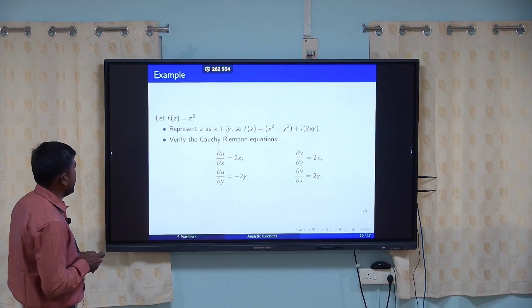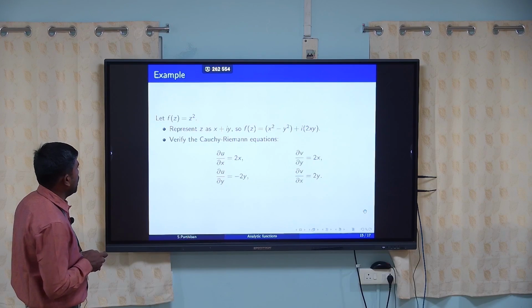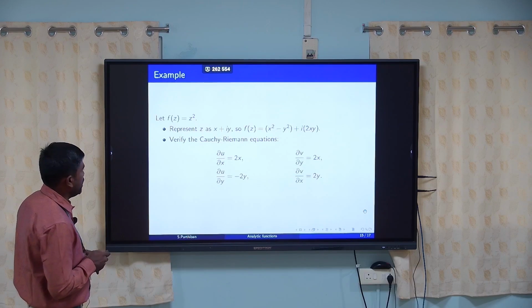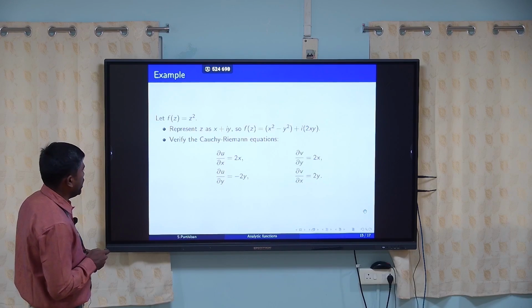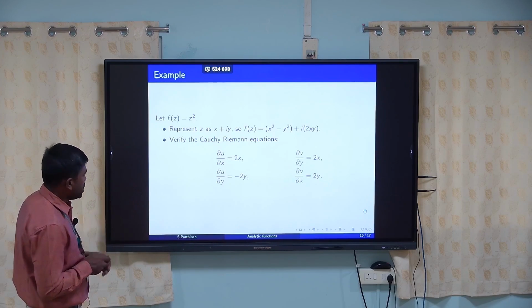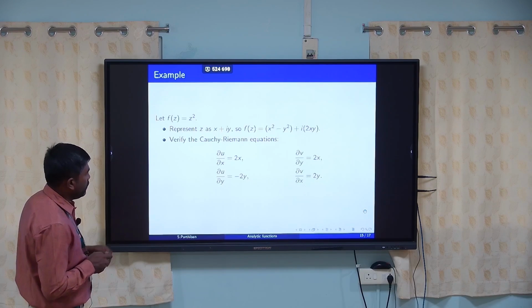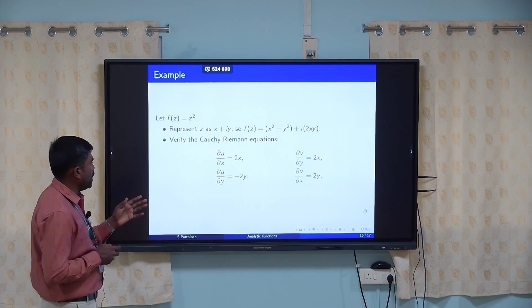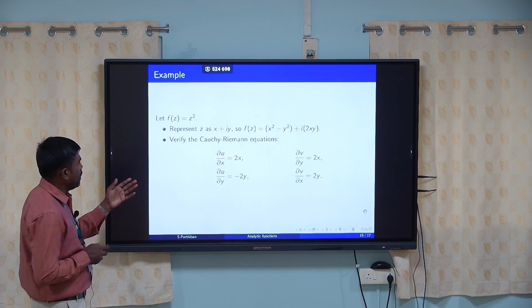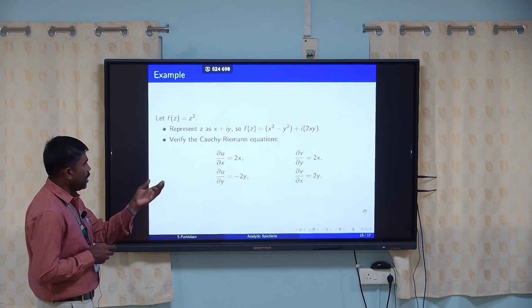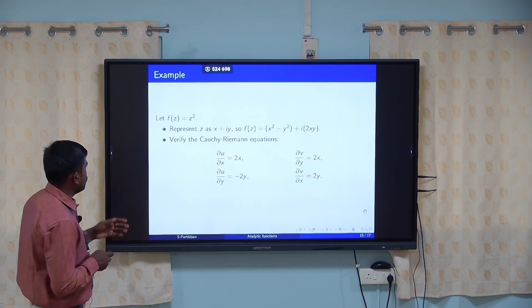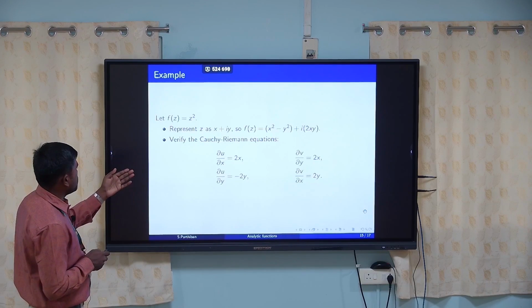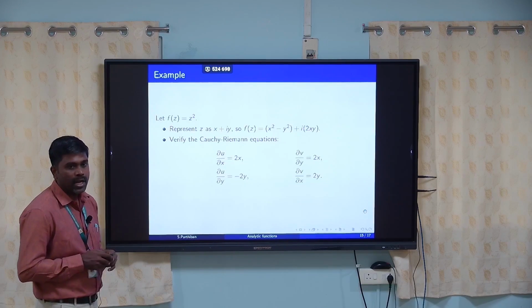Let us take the same example, f of z is equal to z square. We can easily verify that the CR equations are satisfied and the partial derivatives are continuous. So we can conclude that the function is differentiable everywhere in the complex plane. So we can say that the function z square is an analytic function.